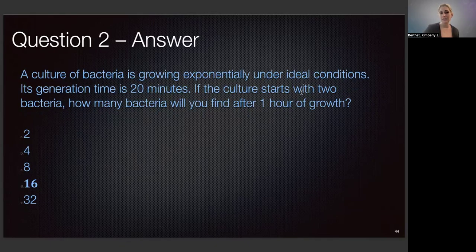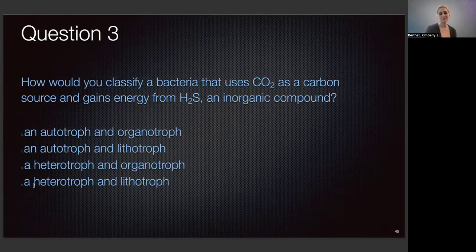So the answer is 16 cells. So remember, we start with 2 cells, and we're going for a total of 1 hour with 20-minute cycles. So from 2 cells after 20 minutes, we go to 4 cells. And then from 4 cells, after another 20 minutes, getting us to 40 minutes, we're at 8 cells. And then we go another 20 minutes, 8 plus 8 gives us 16. And that's our entire 60 minutes or 1 hour of growth. So 16 cells: from 2 cells to 4 cells to 8 cells to 16 cells.